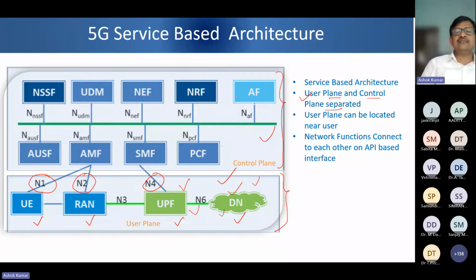And as I discussed, control plane network functions talk to each other over APIs. Now, outside the network, I was explaining that operators will have operation support systems, they may have business support systems, and they may have third-party applications. These need to be connected to the 5G network, for which there is a special arrangement called NEF, Network Exposure Function.